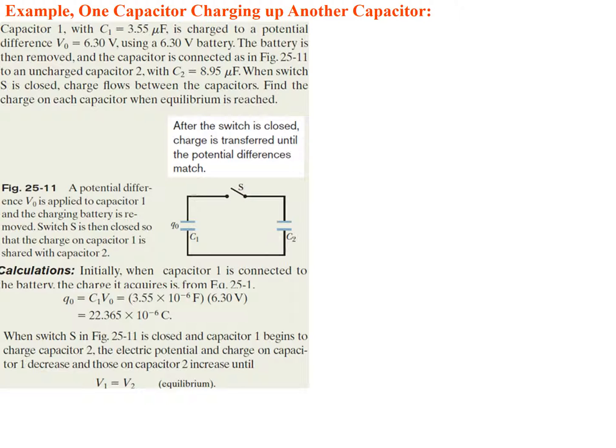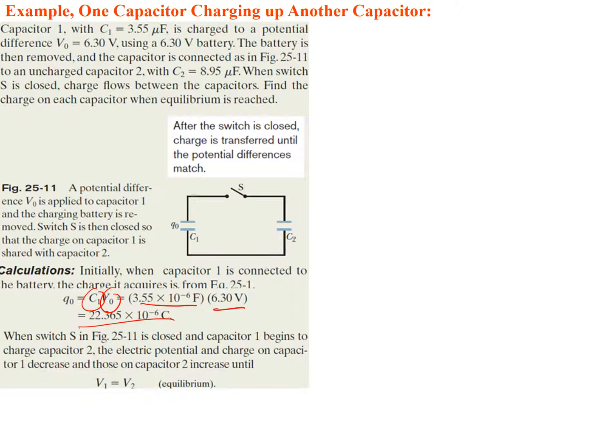All right, so initially the first capacitor is going to be connected to the battery, and the charge it acquires is given from the equation. The voltage is going to be the voltage across the battery, and the capacitance is given to us. So the charge of the first capacitor when it's connected to the battery will just be the capacitance times the voltage.